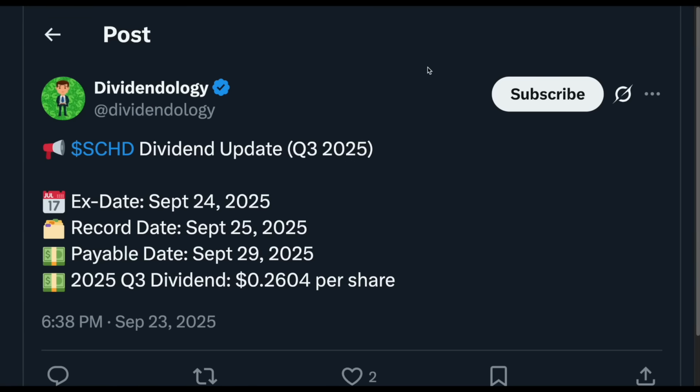SCHD, the Schwab US Dividend Equity ETF, just announced their Q3 dividend payment, and the amount per share is coming out to about 0.2604, and the ex-dividend date is September 24th, with the payable date being September 29th.